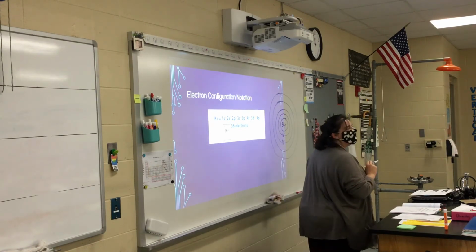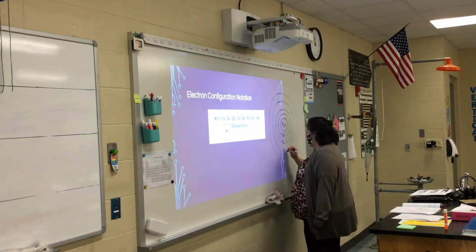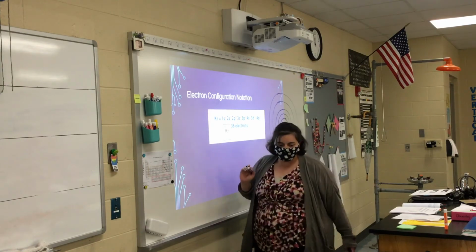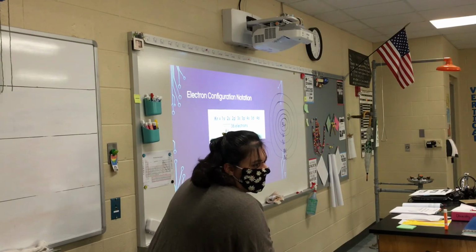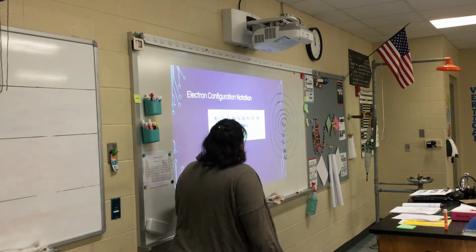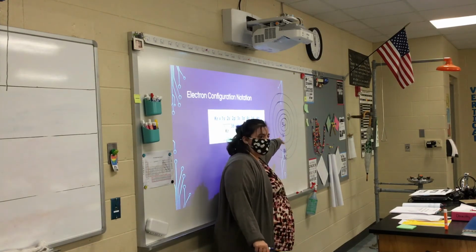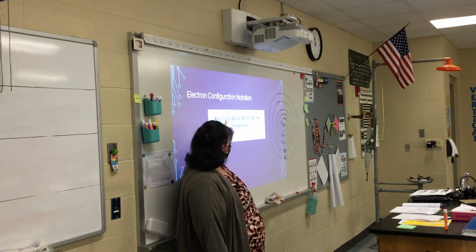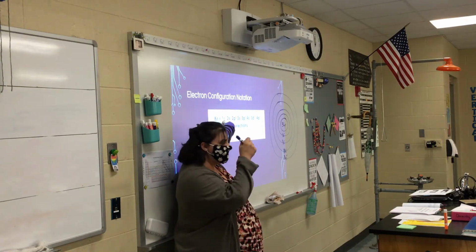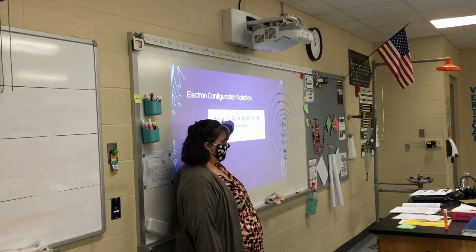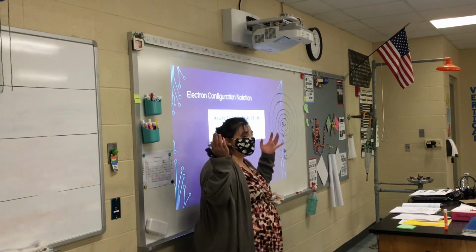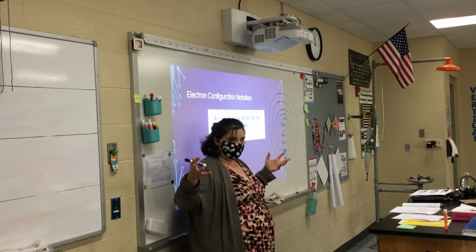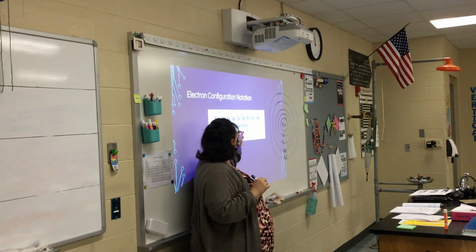Where am I at? Does that add up to 36? I think so. That's my Bohr model for krypton. How many electrons do I have in energy level 1? 2. That little red 2 right there indicates that I have 2 electrons in energy level 1. But in energy level 2, I don't just have s orbitals, I have s and p. So I've got to separate them and indicate it.